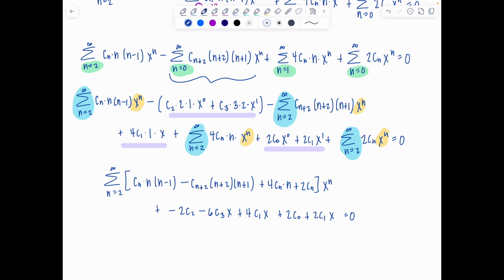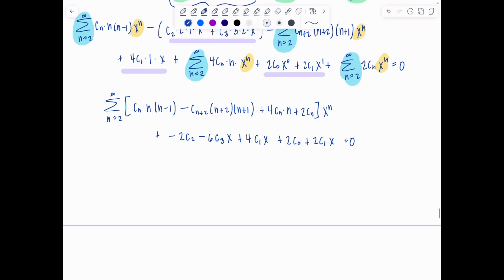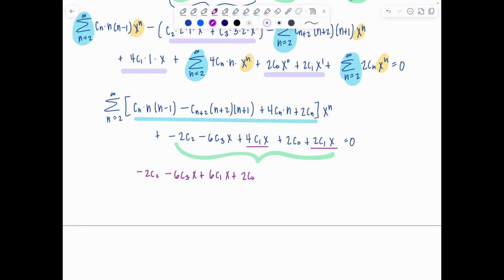Well, we're going to break this into 2 parts now. This is only true if this expression equals 0 and this combination here of coefficients equals 0. Okay, so let's just deal with this portion here. Negative 2c2, I can combine like terms, can't I? Right here. Because we've got 6c1x. So minus 6c3x plus 6c1x plus 2c0 is 0.